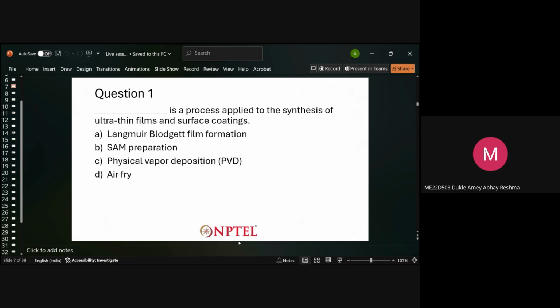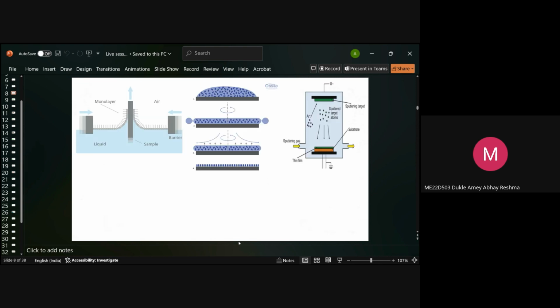Dash is a process applied to the synthesis of ultra thin films and surface coatings. Langmuir-Blodgett for film formation, SAM preparation, that is self-assembled monolayer preparation, physical vapor deposition, and air fry. So these are how the processes look.